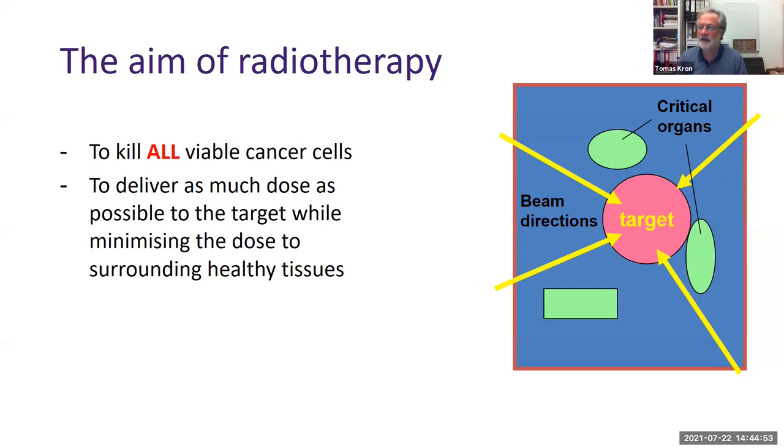As a physicist, the aim of radiotherapy is simple. It really looks like that. As a physicist, we abstract things and build models, so the patient can be a square, the target can be a circle, and the critical organs can be all sorts of rectangular shapes. So all we come down to is a geometric problem which tries to deliver as much radiation dose to the target as we can by trying to avoid these critical structures. Very, very simple aim of radiotherapy.